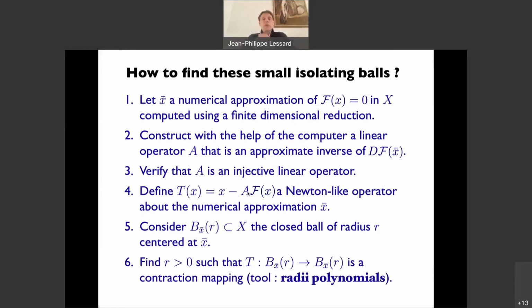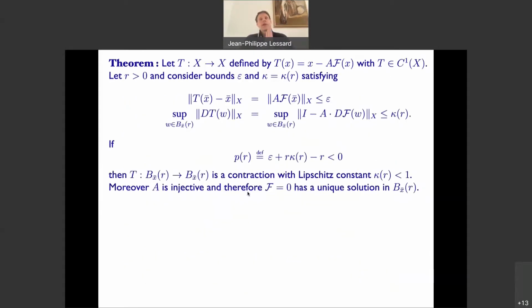I want to find a radius r such that the ball of radius r, centered at the numerical approximation, is mapped into itself under the map T, and T is a contraction on that ball. The tools that we are going to use to verify that T is a contraction mapping on that ball is what we call the radii polynomial approach. But this is nothing else than a Kantorovich type theorem, and that's the theorem.